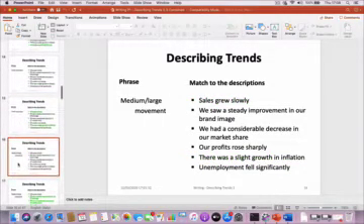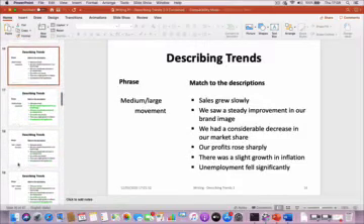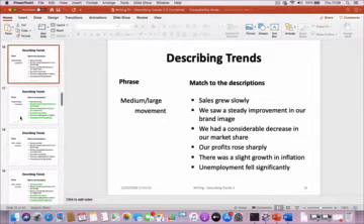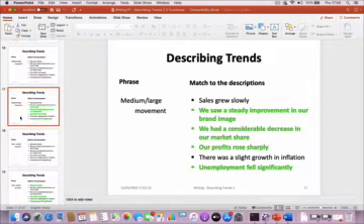In this case, a large or medium movement. Here we saw a steady improvement in our brand image. We had a considerable decrease in our market share. Our profits rose sharply. Unemployment fell significantly.